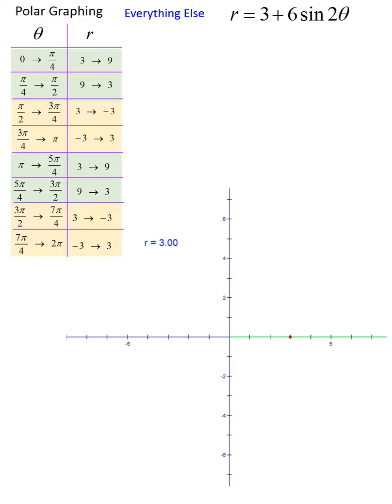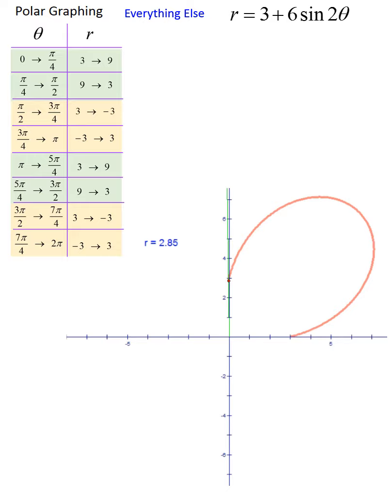So let's look at this graph starting in the first quadrant. In the first quadrant, we'll notice that r goes from 3 to 9 and then from 9 back to 3. Watch as that happens. Here's the radius going from 3 to 9 and from 9 back to 3. That completes our first quadrant.